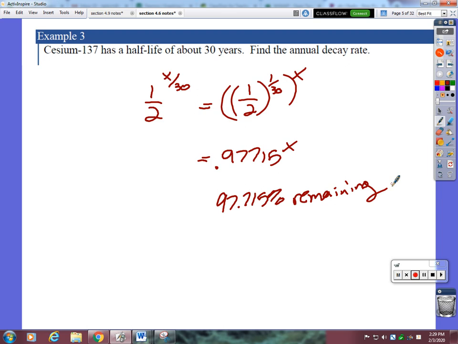Subtract from 100, yes. So if I go 100 minus that, then I'm left with 2.285% decay rate. Is that what the book says, Brianna?